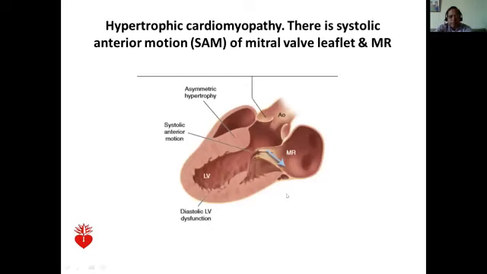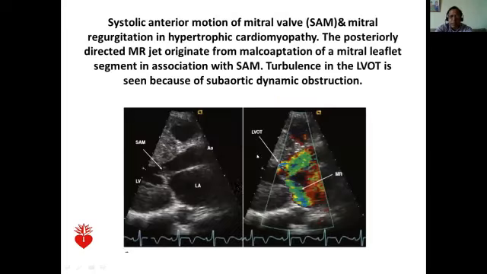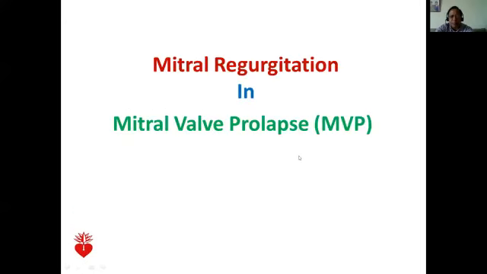Okay, this is a diagrammatic picture showing hypertrophic obstructive cardiomyopathy that leads to systolic anterior motion of the mitral valve. And this is the echocardiographic feature. This is the hugely thick septum and the echo picture showing the MR and LVOT obstruction.